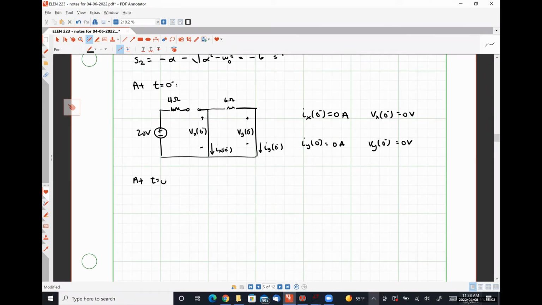At t is equal to 0 plus, we have our 20-volt source, our 4 ohm resistor. Now our switch is closed, so it's connected to the 6 ohm resistor. What do our inductors look like? Open circuits, 0 amp current sources. Absolutely right.